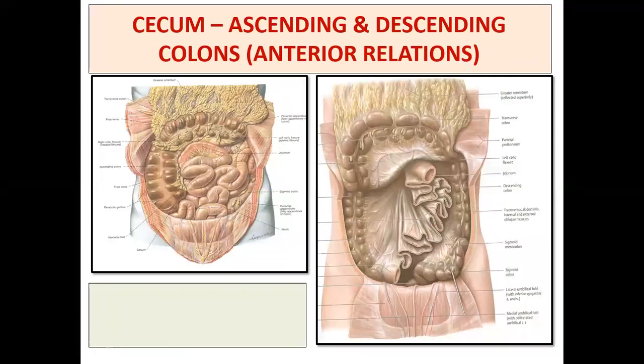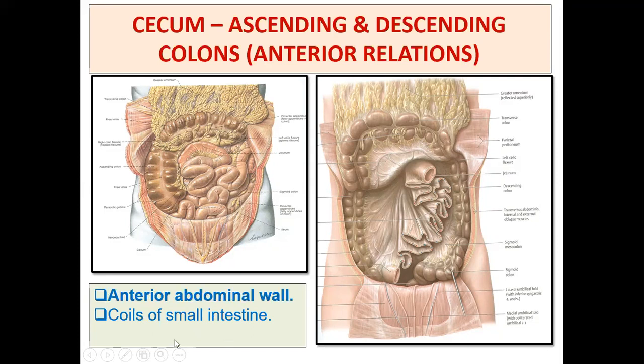Now coming to the cecum, ascending colon, and descending colon, the anterior relations, some important relations for these parts. Anteriorly, as we know, the whole of the abdomen is filled with the small intestine. So all these are covered by the small intestine.